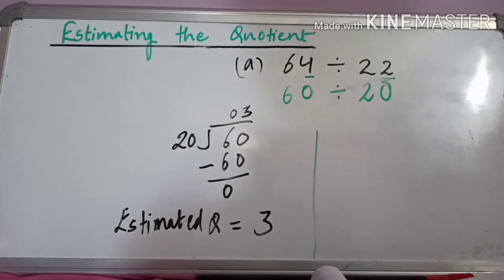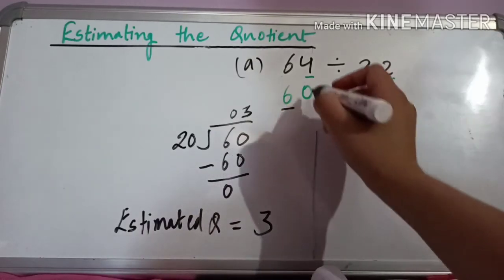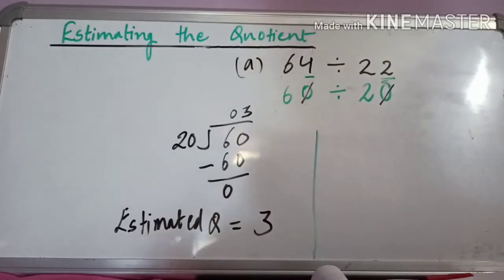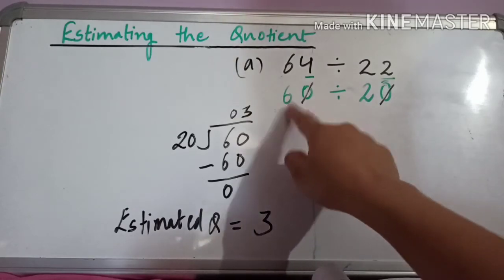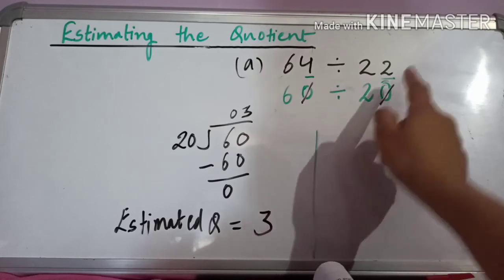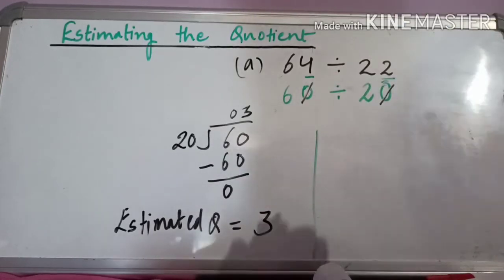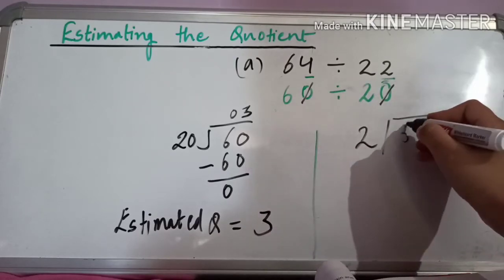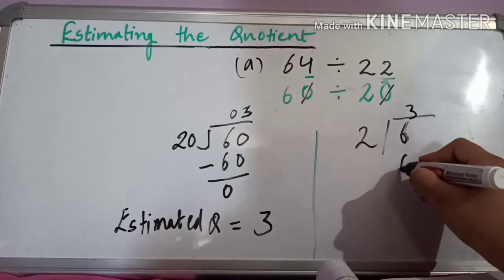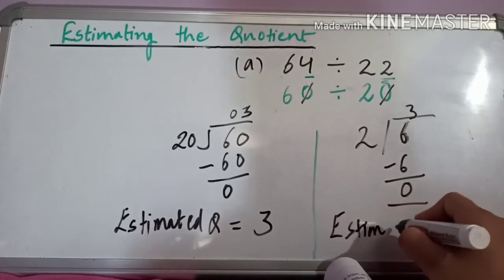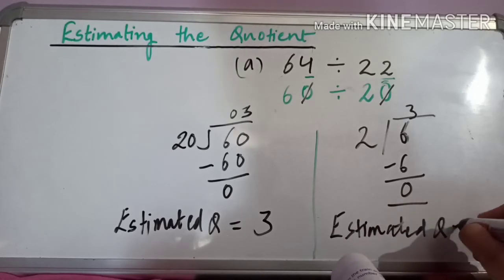And let's do one more thing. Let's eliminate the zeros in the divisor and the dividend. We have to see the least number of zeros in the dividend and the divisor. There is one zero in each, so we will eliminate one from each and divide the rest of the numbers, 6 and 2. So we know that 2 3s are 6. Subtracted, 0, again the estimated quotient is equal to 3.